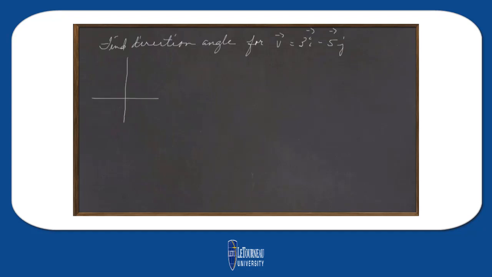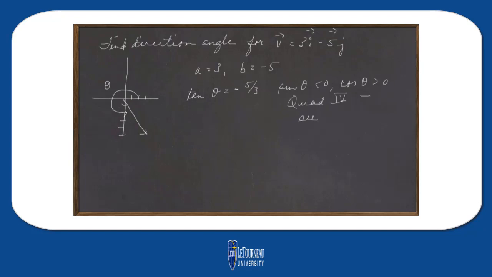Let's find the direction angle for v equal to 3i minus 5j. I've drawn a little picture of it there. And there's our angle that we would like to find, angle theta. a is 3, b is minus 5. Basically, b is representing the sine, 3 is representing the cosine. So sine negative, cosine positive is quadrant 4. See the diagram over there?